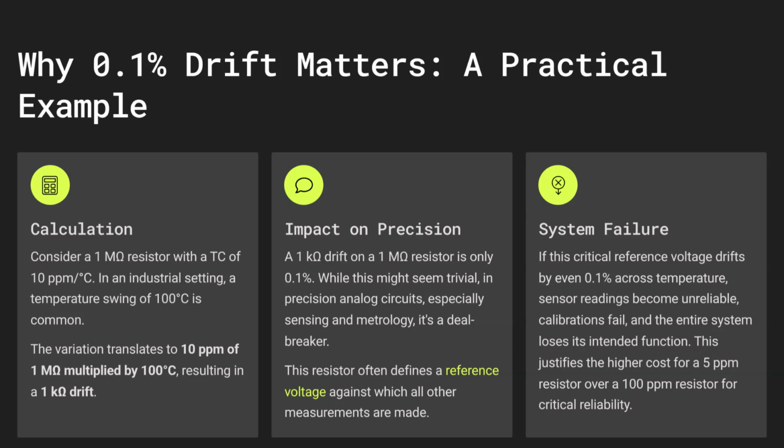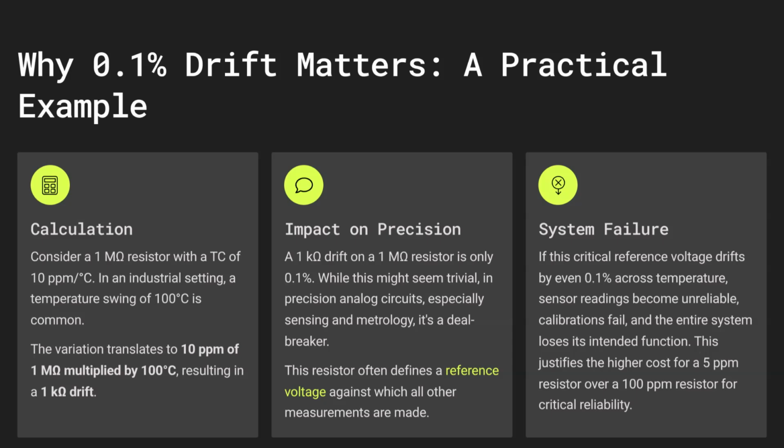Because in so many precision analog applications, especially in sensing or metrology, that resistor isn't just limiting current, it's defining a reference voltage. And every other measurement is made against that reference. Exactly. So if that reference voltage starts to drift by even 0.1% across temperature, your sensor readings become unreliable, your calibration fails, and, well, the entire system loses its intended function. So that's why paying for a 5 ppm resistor instead of a 100 ppm resistor is so critical for reliability.